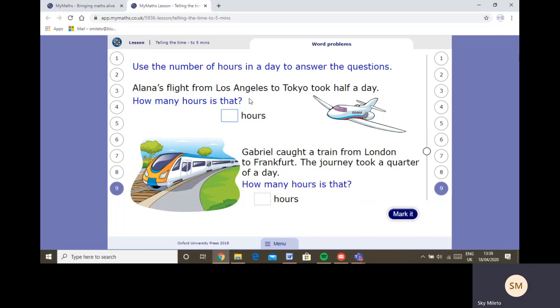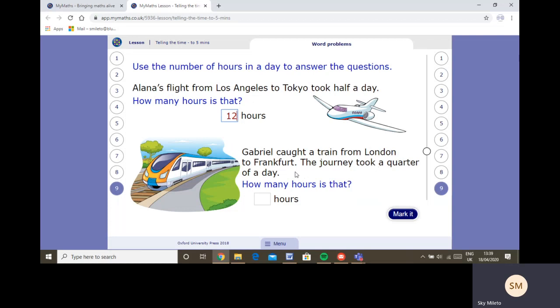Alana flies from Los Angeles to Tokyo. It took half a day. How many hours is that? Well, how many did we say were in one day? I'm hoping you all said 24. So 24 divided by 2, half a day would be 12 hours.